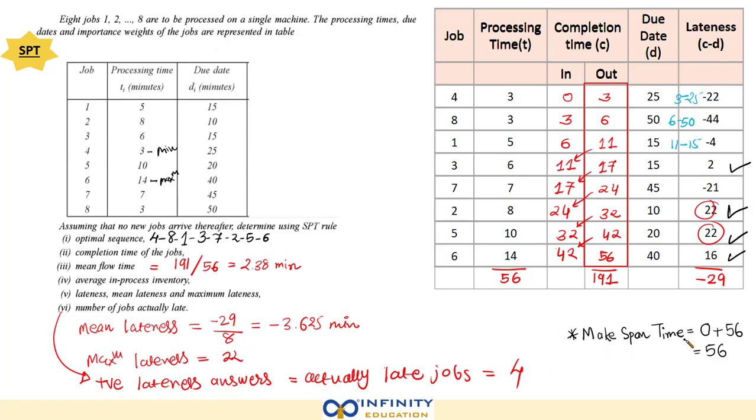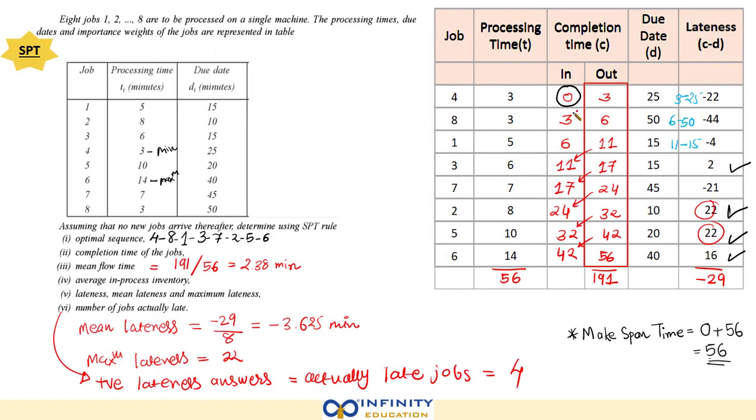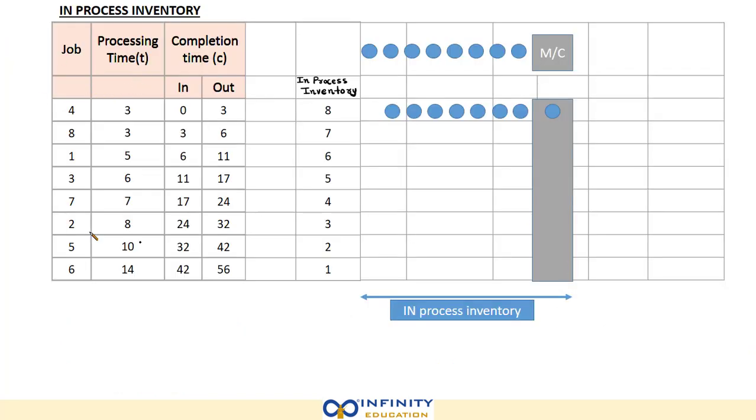Now the makespan time is 0 plus 56. It means 56. How does this answer come? As we can see, makespan time is the time from processing start on the first job in a set until all the jobs are completed. So the operation started from over here at 0, and it completed the last job at 56. So 0 plus 56 is equal to 56. Now this is the table we have just made in the previous slides.